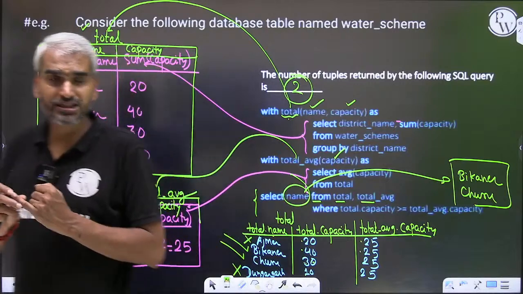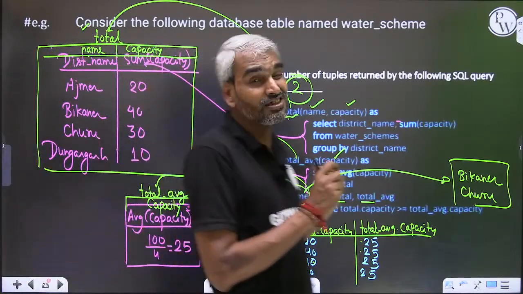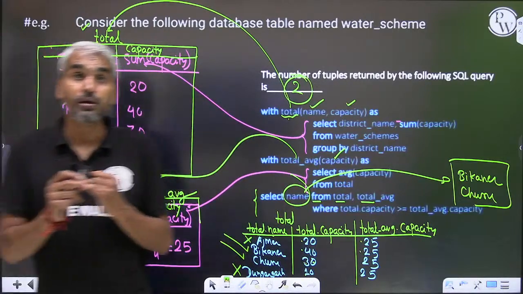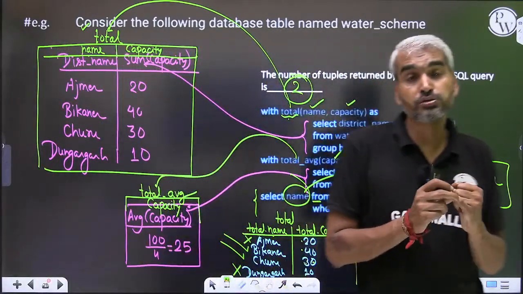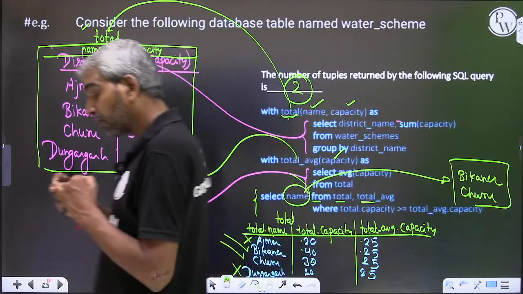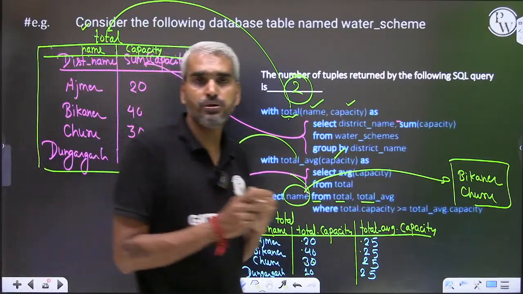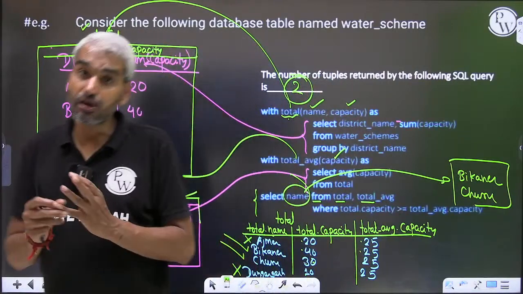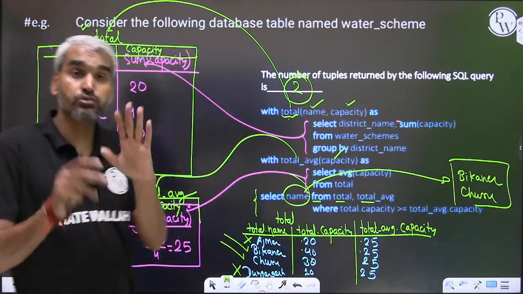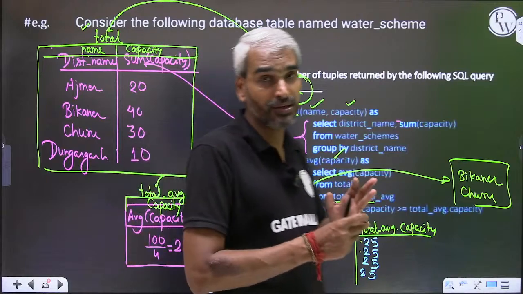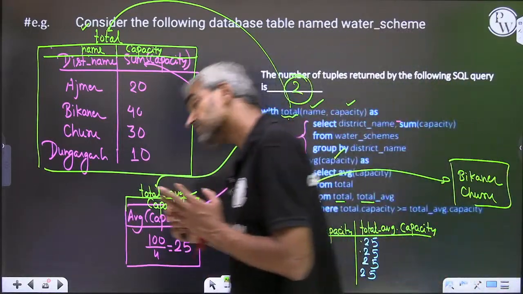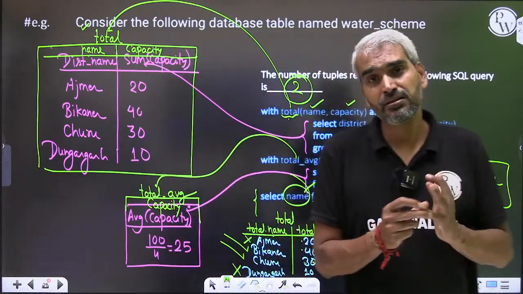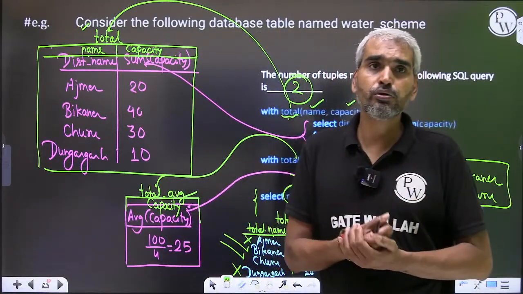I have also explained the concept of the as clause. Generally, it is used to rename an existing relation or existing attribute, but it can also be used to rename the output of a subquery. Generally, the with clause is used for the purpose of renaming the output of a subquery, but sometimes as can also be used for providing a new name to the output of a subquery.